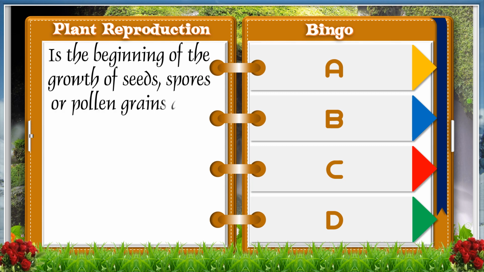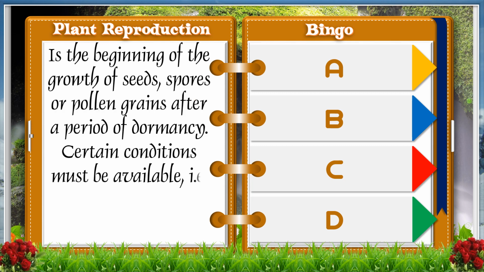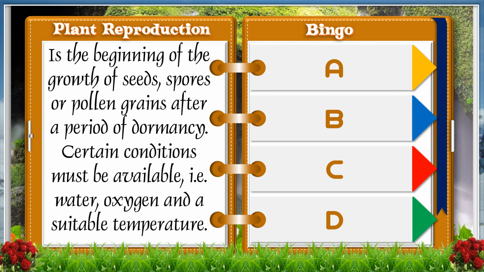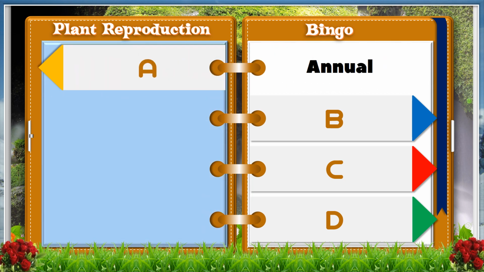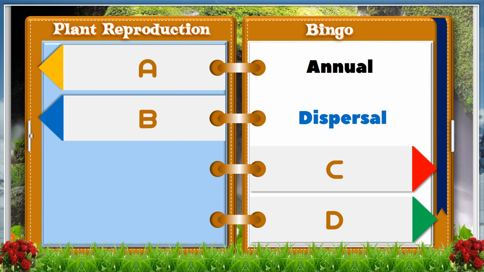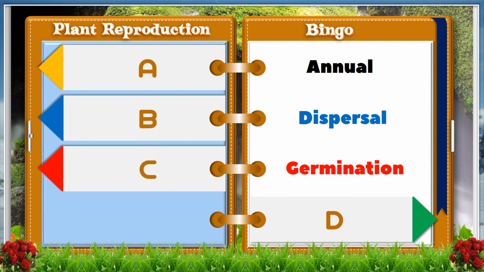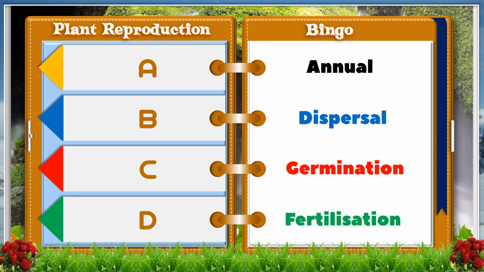Is the beginning of the growth of seeds, spores, or pollen grains after a period of dormancy. Certain conditions must be available, i.e., water, oxygen, and suitable temperature. A. Annual. B. Dispersal. C. Germination. D. Fertilization. And the answer is C. Germination.